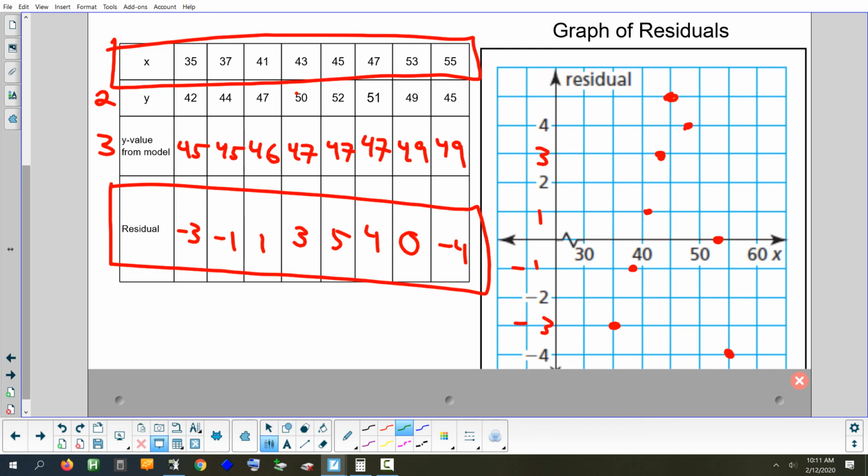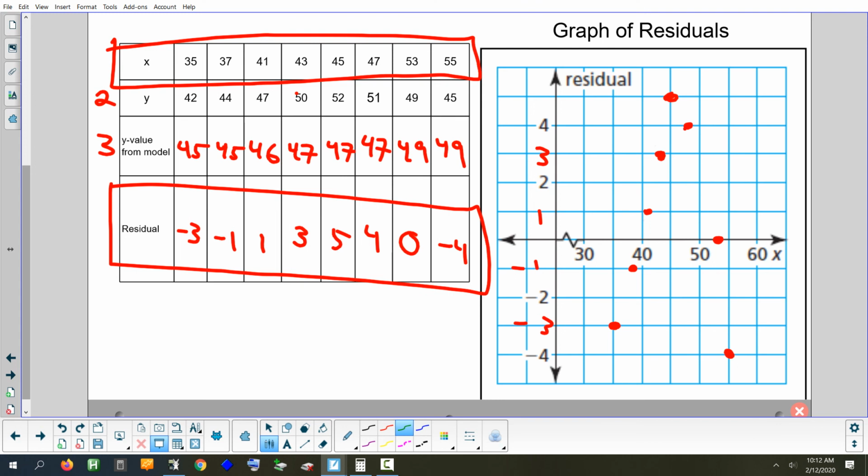Okay, so how many positive residuals did we have? 4. How many negatives? 3. So, I mean, that part's balanced. You got 4 positives, you got 3 negatives, you got 1 right on it. So, that's pretty good. But are the residuals themselves small numbers? Not as small as the last one, right?